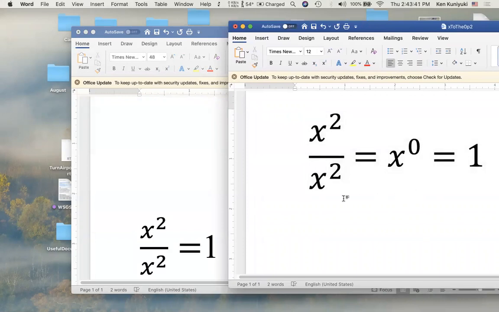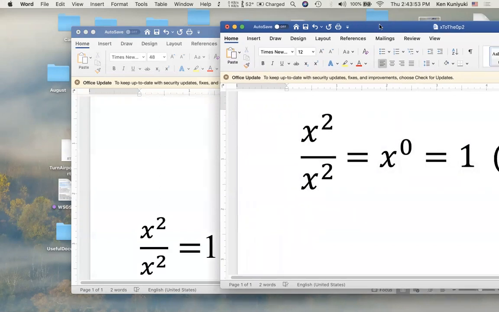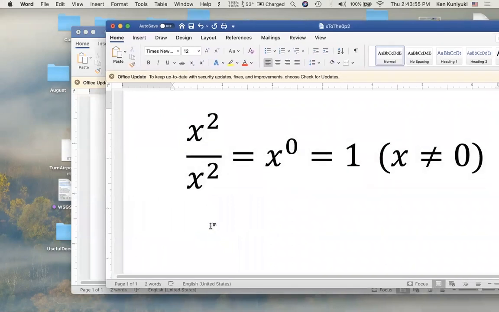But wait a minute. Something divided by itself is 1, as long as that something is not what number, or what value? 0. We cannot say this if x is 0. So technically, there's a hidden restriction here. X squared divided by x squared, or x to the 0, is equal to 1. It's equivalent to 1 if x is not 0 in value. Otherwise, this here is undefined.